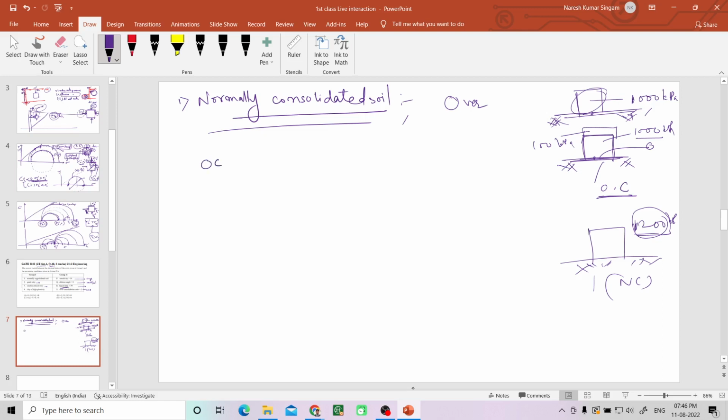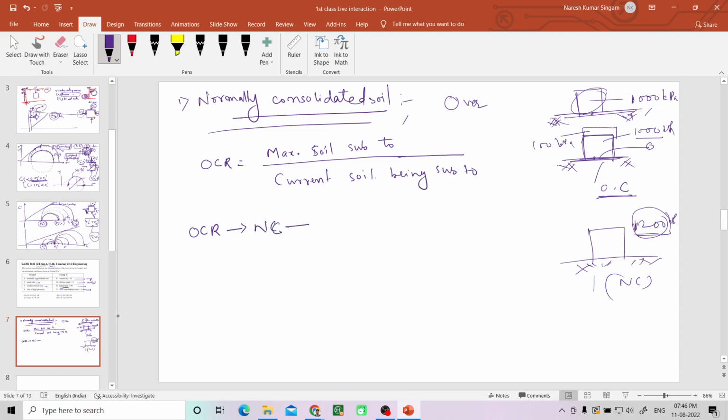Now what is the definition of OCR? OCR is the ratio between the maximum stress the soil has been subjected to and the current overburden pressure the soil is being subjected to. The ratio of these two is OCR. Now OCR for normally consolidated soil: we understood just now that both are the same, maximum and current. That is the reason why it is equal to 1. And OCR for OC soil: the current one is less than the maximum one it has been subjected to. That means the numerator is more than the denominator. It is greater than 1 always for OC soils.